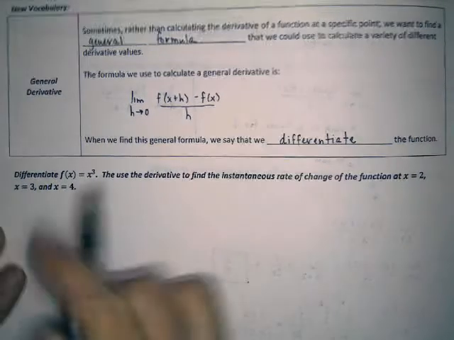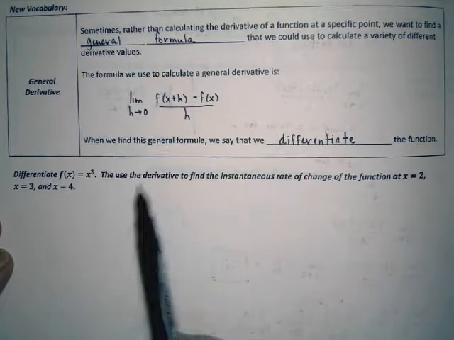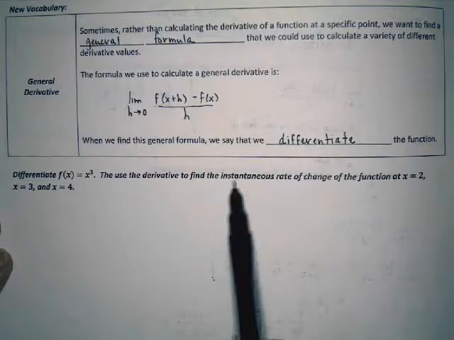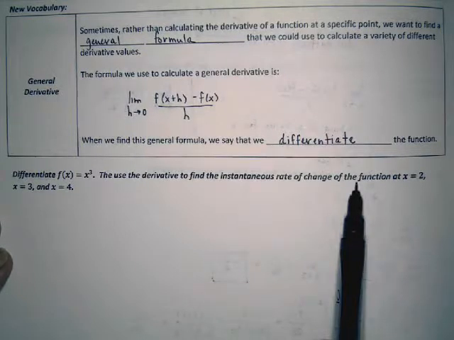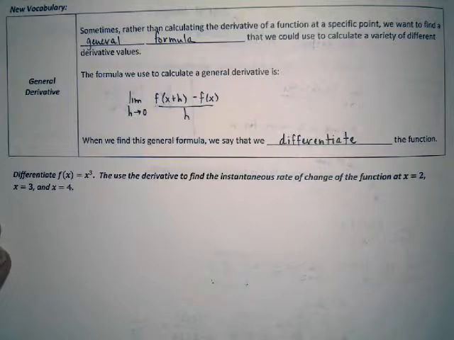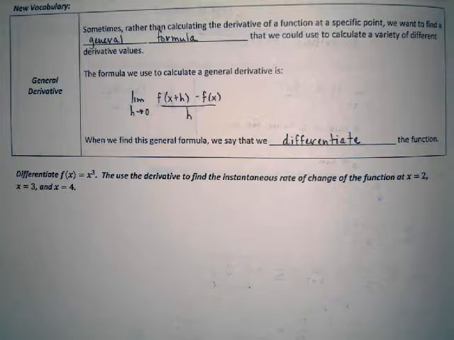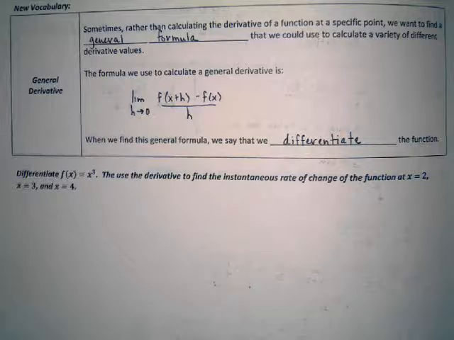So here we see that word. It's going to tell us to differentiate f of x equals x cubed. And then it wants us to use the derivative to find the instantaneous rate of change of the function at x equals 2, x equals 3, and x equals 4. So here's where we're going to use our general formula. Instead of using that specific formula 3 times, we're going to find the general derivative and then just plug into the general derivative to get the derivative at these specific values.